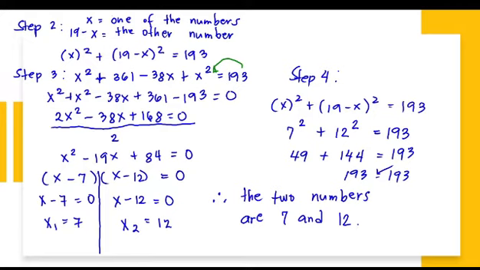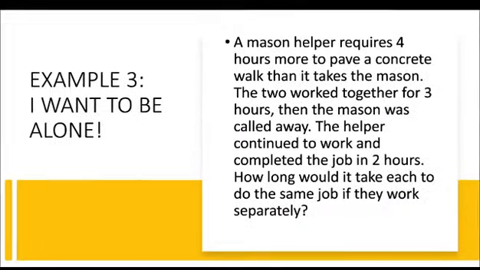Let's have our last example for this lesson. The title of this is, I Want to Be Alone. So, a mason helper requires 4 hours more to pave a concrete walk than it takes the mason. The two worked together for 3 hours. Then, the mason was called away. The helper continued to work and complete the job in 2 hours. How long would it take each to do the same job if they work separately?